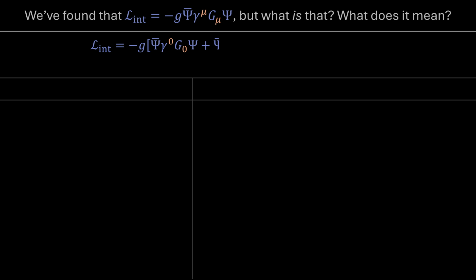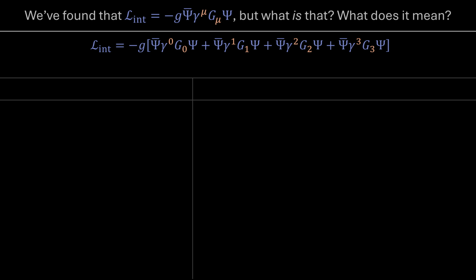Okay, so we found that the interaction term in our Lagrangian is negative g psi bar gamma mu G mu psi. But what even is that? What does that mean? Well, for starters, if you look at the spacetime index mu, because it's repeated, this interaction term is actually a sum over each value of mu. So we have the same expression for 0, 1, 2, and 3. That is the time-like part and the three space-like parts of this interaction term.